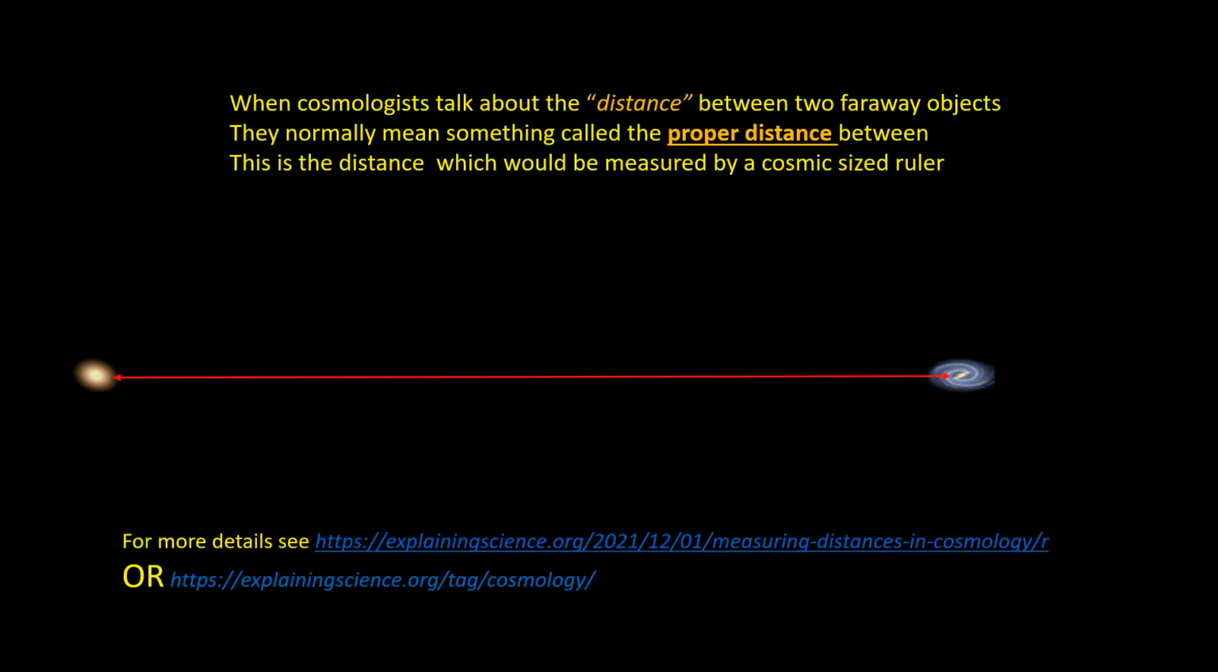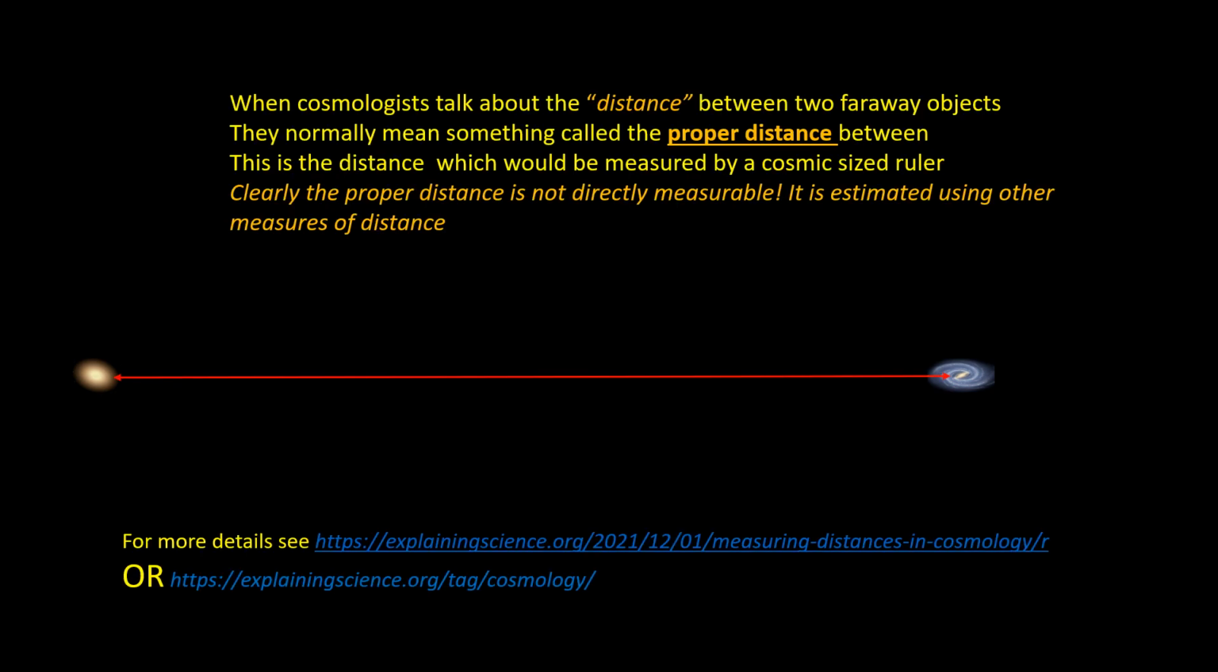When cosmologists talk about the distance between two objects, they normally mean the proper distance. That's the distance which would be measured by an imaginary cosmic-sized ruler joining the two objects together. Obviously, it's not directly measurable.